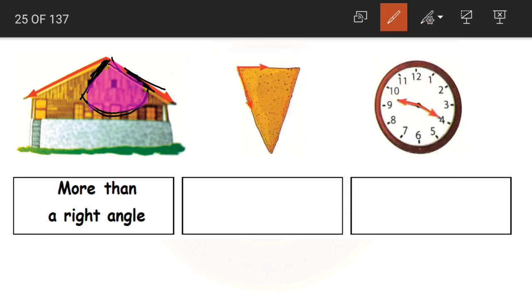Now see, this colored area is our right angle. Apart from this right angle we also have some extra angle here. So what can we say? We can say that the given angle is more than a right angle.